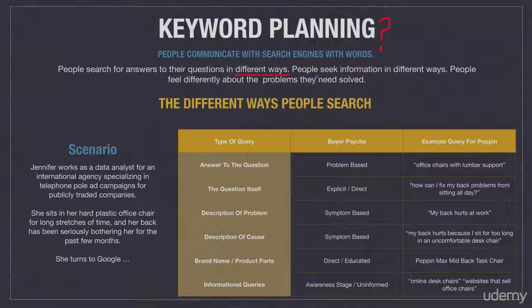The point is to understand the different psychological constructs that represent how people are searching. So people seek information in different ways. People feel differently about the problems that they need solved. Okay, that's an important thing.